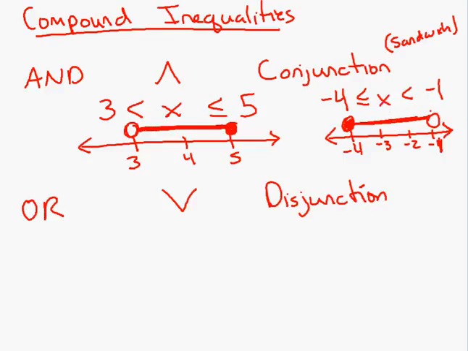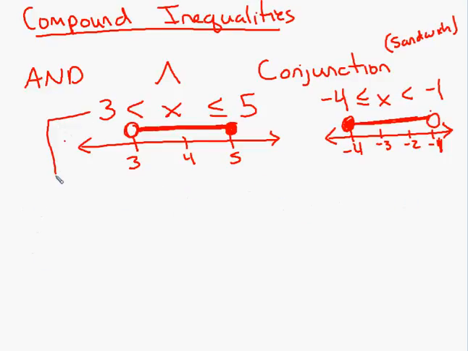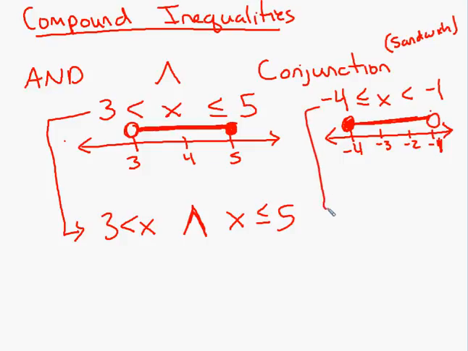So we can split that. This we could think of as 3 is less than x, and x is less than or equal to 5. See, these mean the same thing. It's just more convenient to write it in a sandwich form. And this one we could think of as negative 4 is less than or equal to x, and x is less than negative 1.